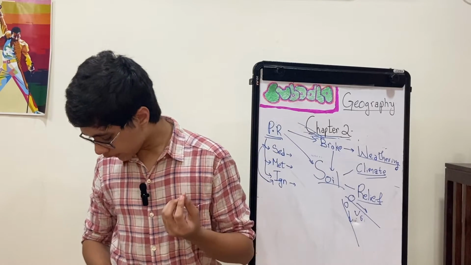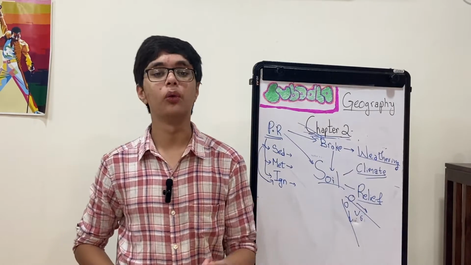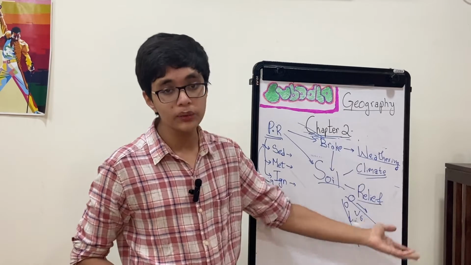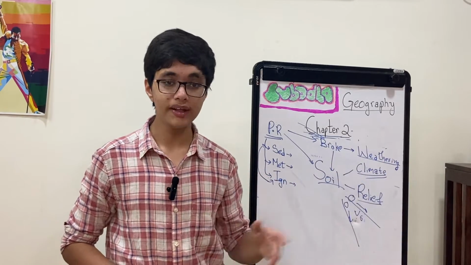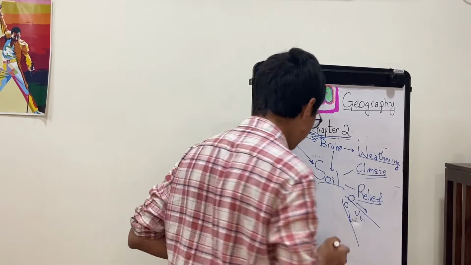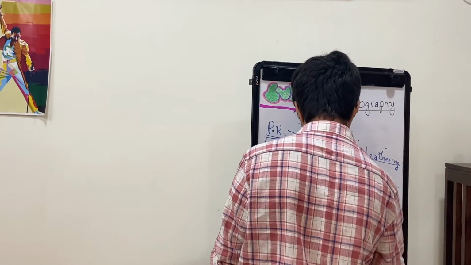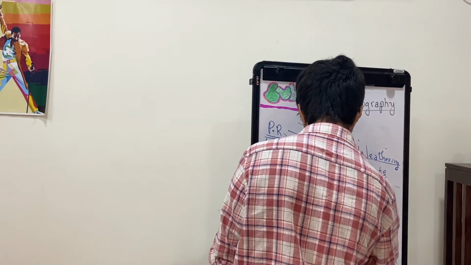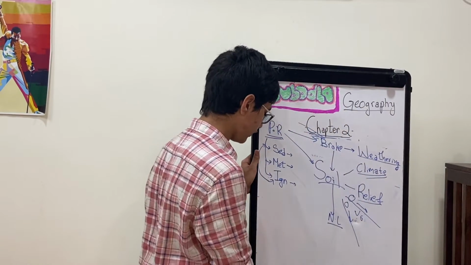So that is what relief is: altitude and slope. Basically, the combination of altitude and slope is called relief in this context. Next, what we have to talk about is the natural life in that place. So I'll erase a little bit of this.